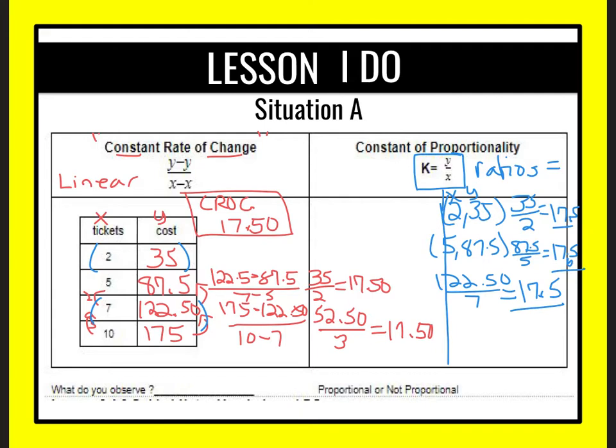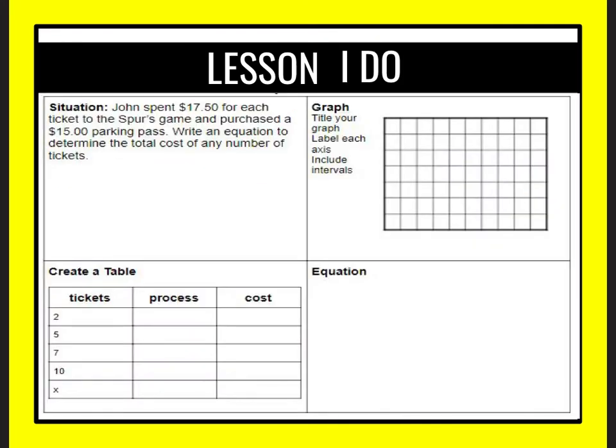So this lets me know that I have a proportional situation because I'm observing in this case that my constant rate of change, that same rate that I'm paying per ticket, is also equal to my constant of proportionality, which is k. So in situation A, I'm dealing with a proportional situation since both of these values are exactly the same. Let's go ahead and look at situation B.